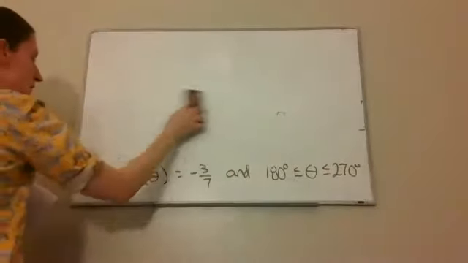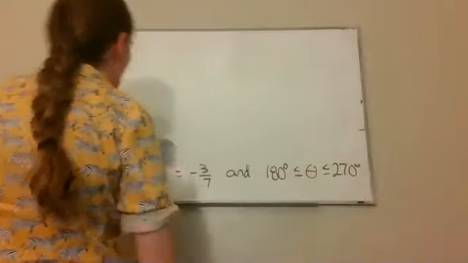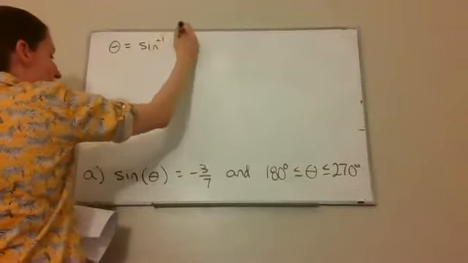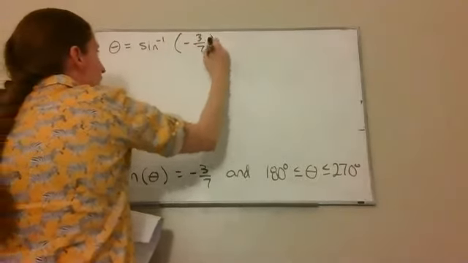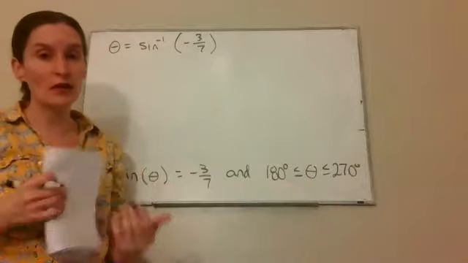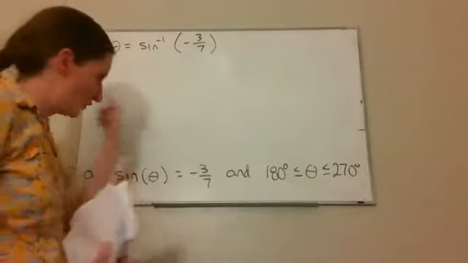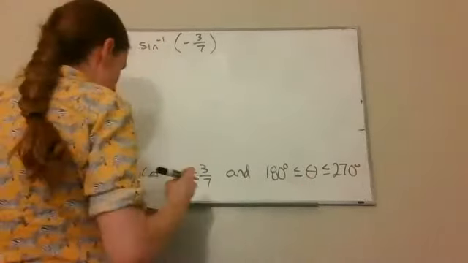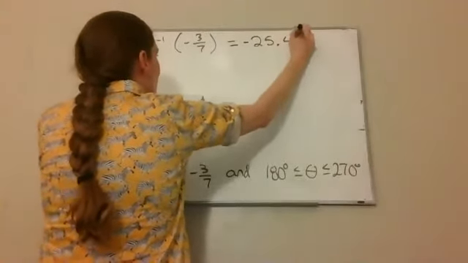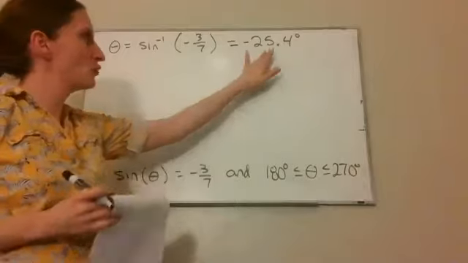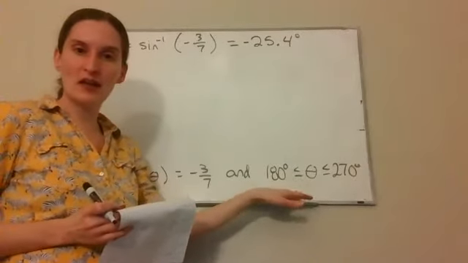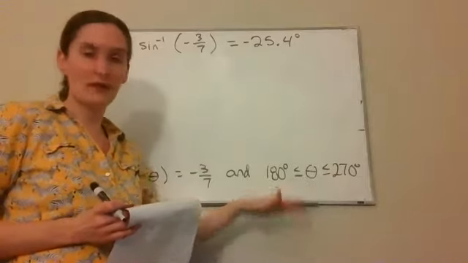So I know theta is going to be the inverse sine of -3/7. Now, notice that the restrictions given to me on theta are in degrees, so you're going to want your calculator in degree mode. If you type this into your calculator in degree mode, it's going to give you something like -25.4 degrees. But the problem is -25.4 degrees does not fall into this range here, 180 degrees to 270 degrees.